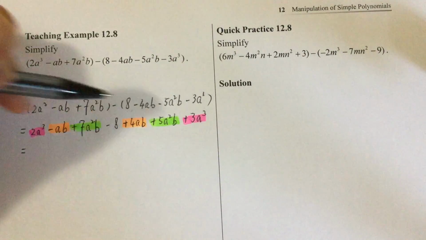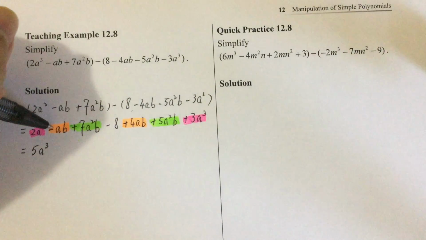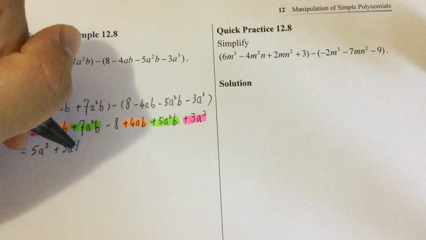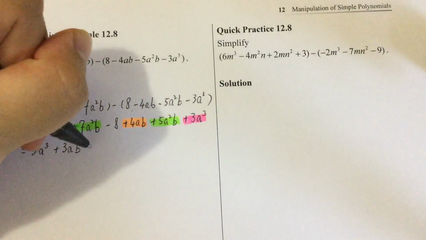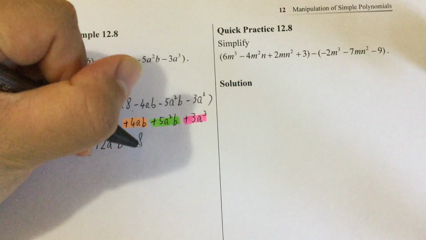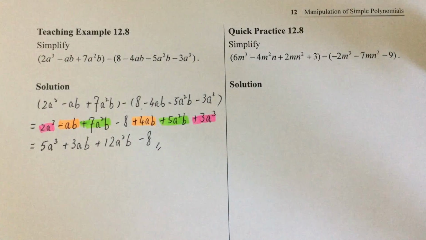Okay, so first of all, 2 plus 3, so you get 5a cubed. And minus ab plus 4ab, so you have plus 3ab. And then plus 7a squared b plus 5a squared b, so this is plus 12a squared b. Just copy negative 8 from the end. So we finish this calculation. Now I will give you 1 minute again. Please do the practice 12.8 by yourself, and I will check the answer for you later.